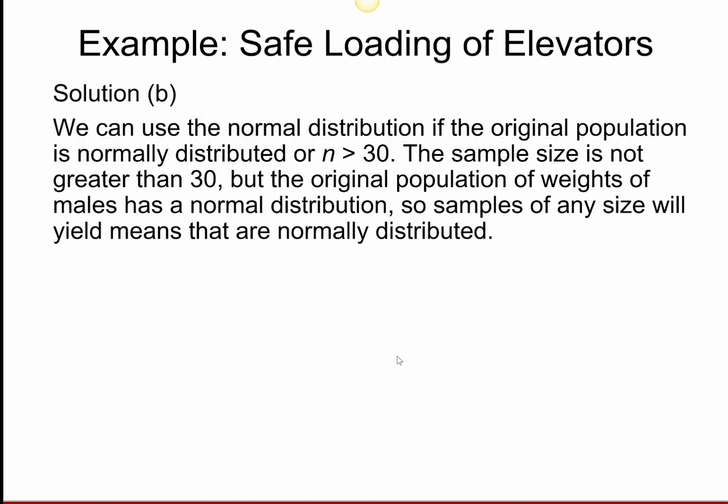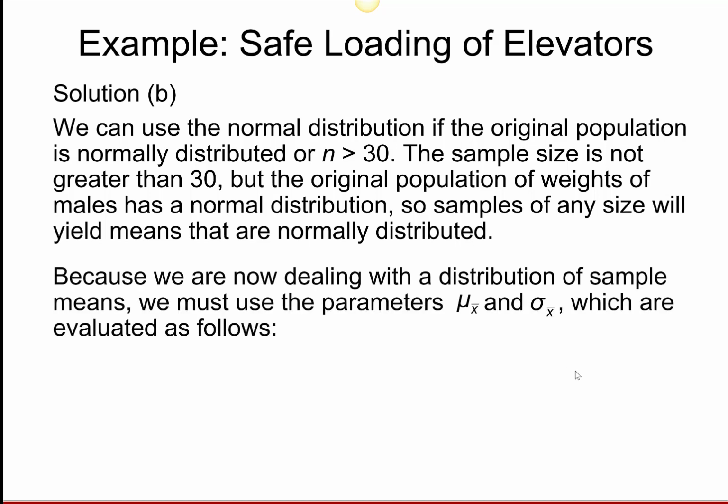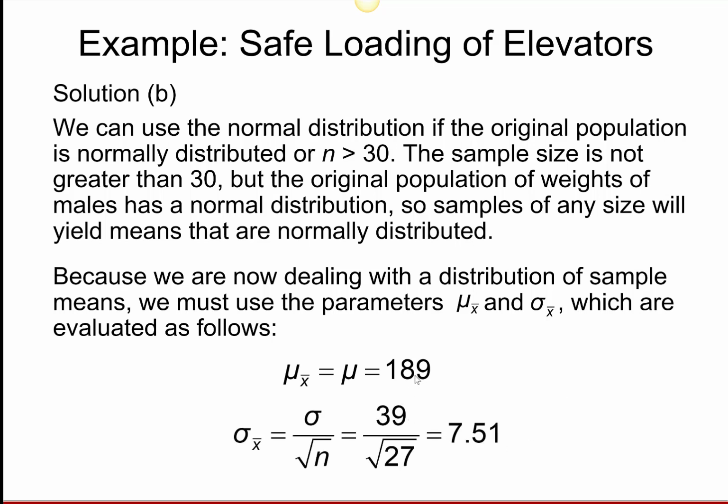Now, for part B, this is where we have a sample of 27 men. So we can use the normal distribution if the original population is normally distributed or the sample size is greater than 30. Our sample size was 27, but the problem stated that the males have a normal distribution. The weights of the males are normally distributed, so therefore we can use the methods in this section. And we're going to form a z-score using 189 for the mean and the standard error of the mean as 7.5951, which is 39 divided by the square root of 27, the sample size.